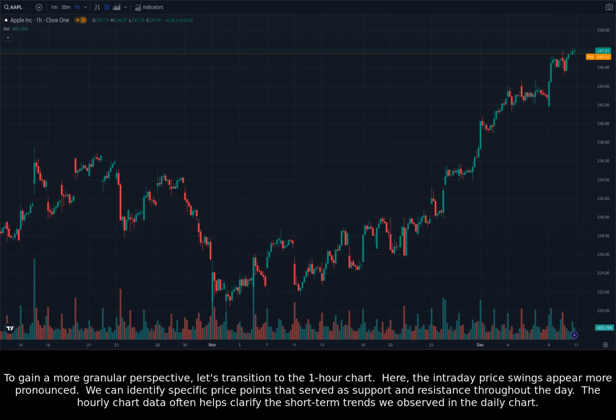To gain a more granular perspective, let's transition to the 1-hour chart. Here, the intraday price swings appear more pronounced. We can identify specific price points that served as support and resistance throughout the day. The hourly chart data often helps clarify the short-term trends we observed in the daily chart.